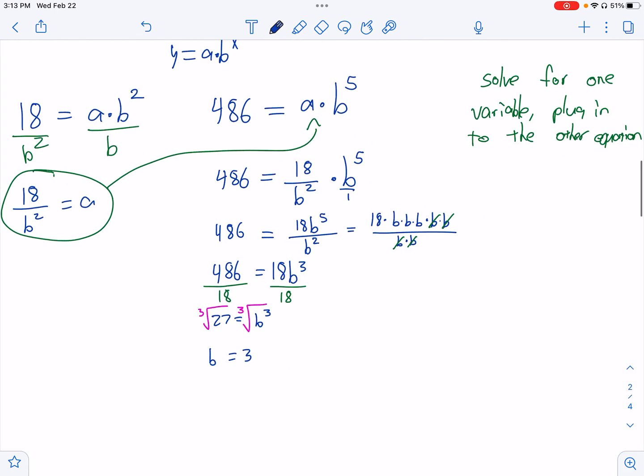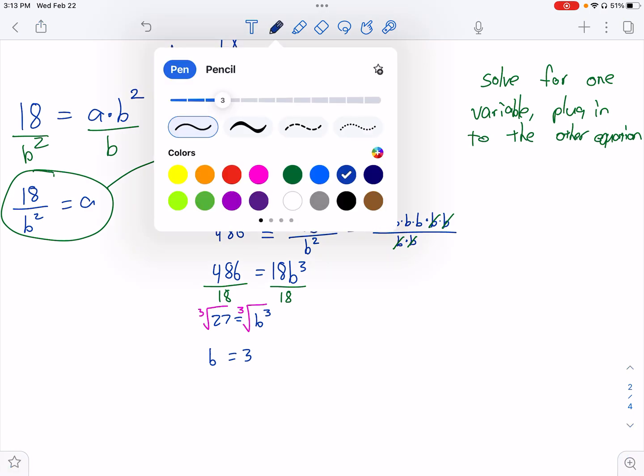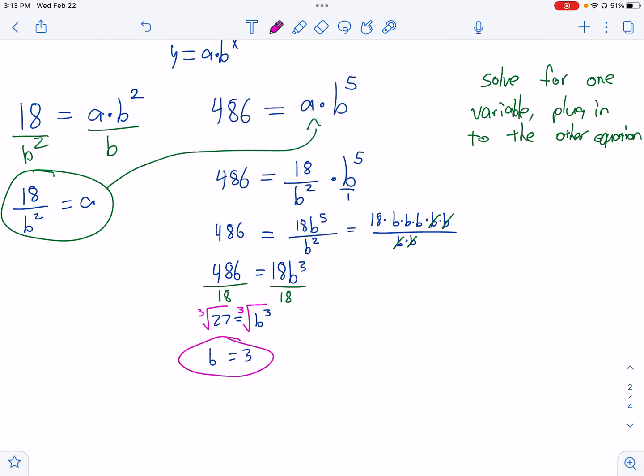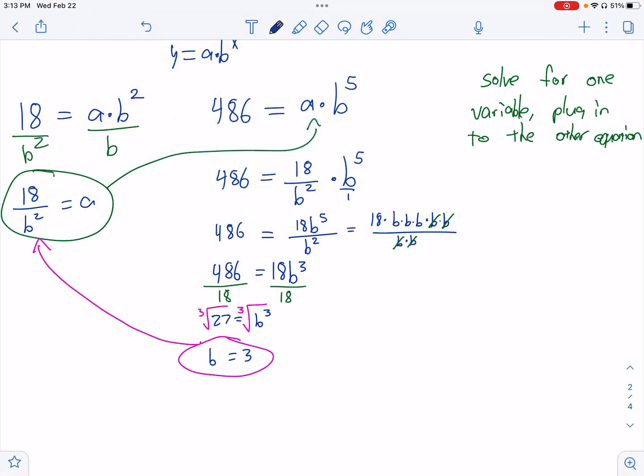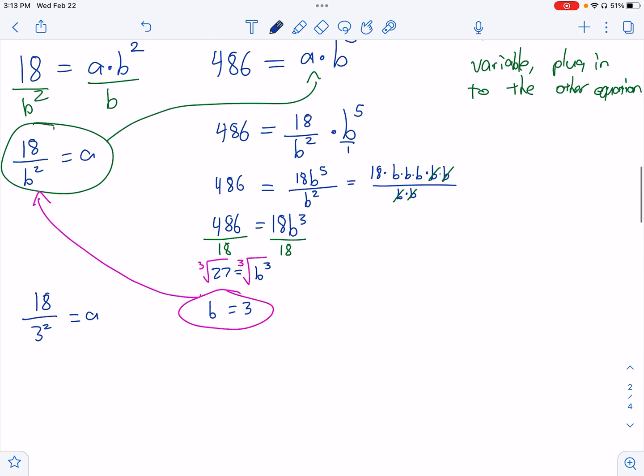So I still don't know what A is, but conveniently, I already solved for A in terms of B. So I look back here, I have B equals 3, and here I rearranged and I said 18 over B squared equals A. So I just use that to get what A is. So 18 divided by 3 squared equals A. That's 18 divided by 9, so then A equals 2. So my equation is 2 times 3 to the power of x.